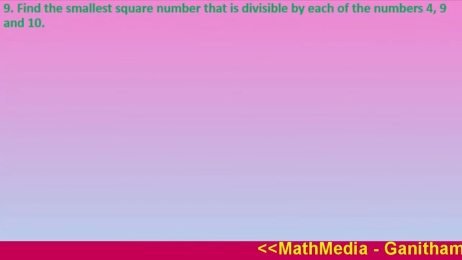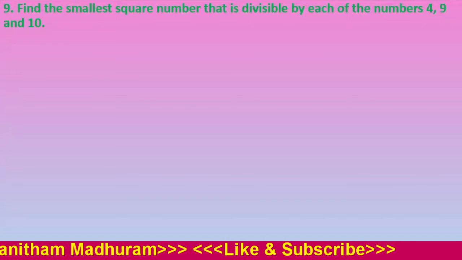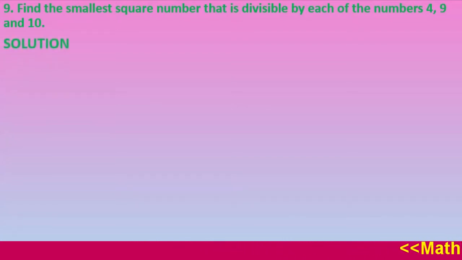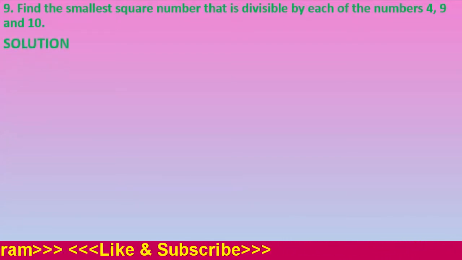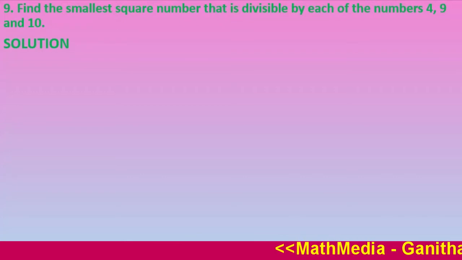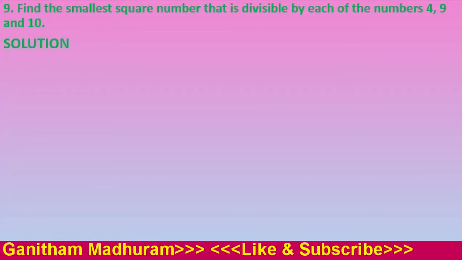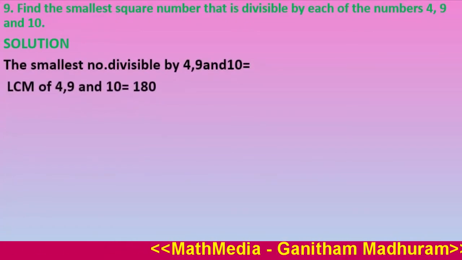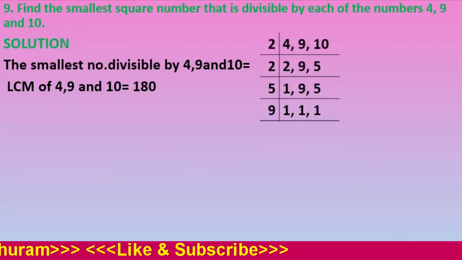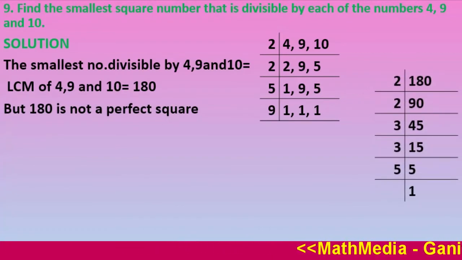Next question, question number 9. Find the smallest square number that is divisible by each of the numbers 4, 9 and 10. Children, you know that the number which is divisible by 4, 9 and 10 is the LCM of 4, 9 and 10. But here we have to find the square number. So first we find the LCM of 4, 9 and 10, which is 180.